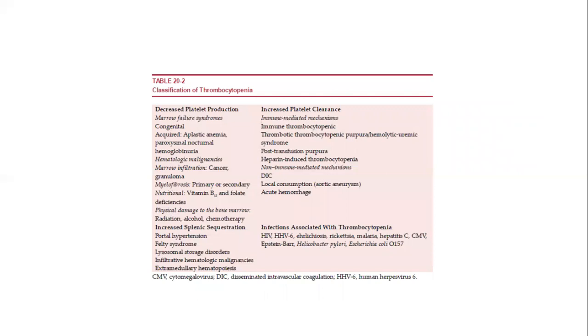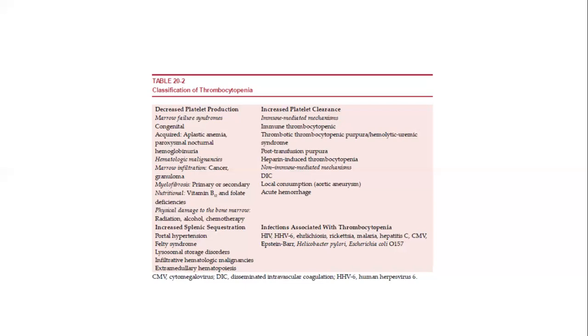Infections can cause thrombocytopenia by... My doubt was, can you explain that sequestration? Okay, after you finish, I'll tell you. Infections can cause thrombocytopenia by both mechanisms. They can reduce platelet production by affecting the bone marrow, or cause an autoimmune destruction of the platelets. So both are possible.